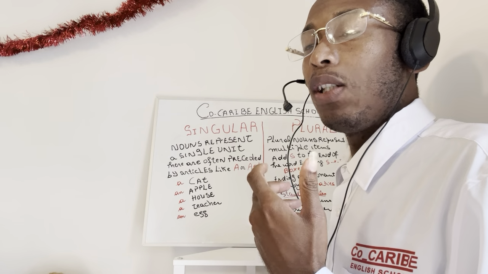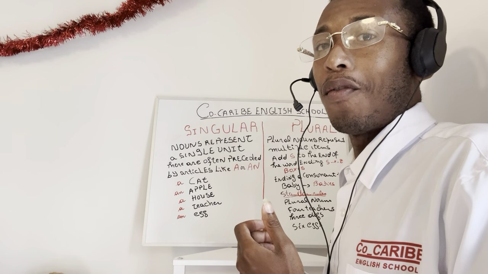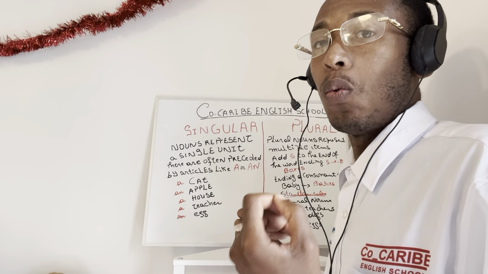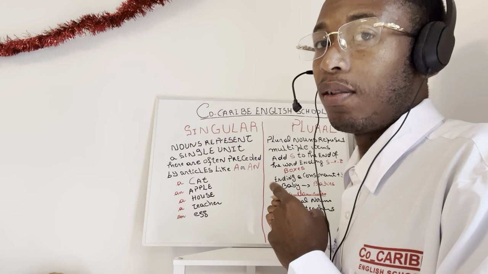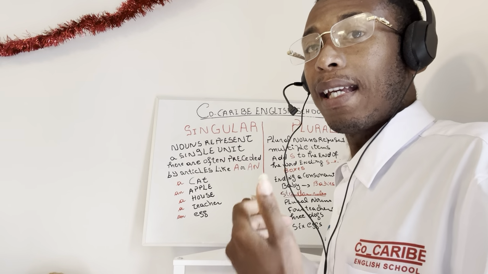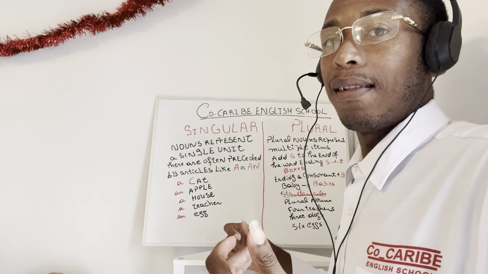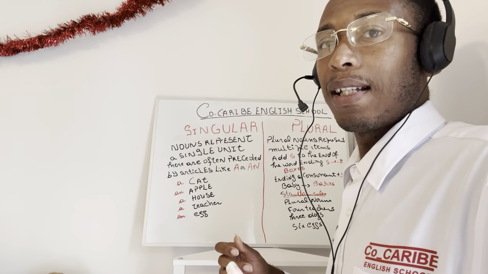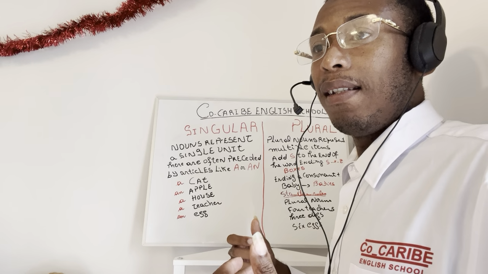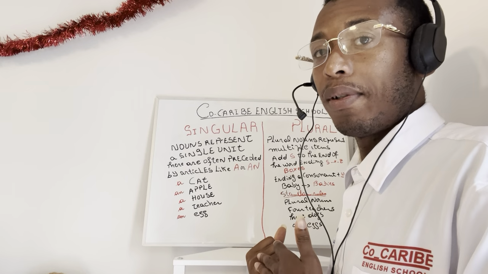3 dogs. How many dogs do they have? 1 dog for singular, 3 dogs for plural. You have to add s on dogs because it's plural. 6 eggs. How many eggs do they have? If you have 6 eggs, you have to put s on eggs because eggs is plural. That's why we have to add s at the end of the words.